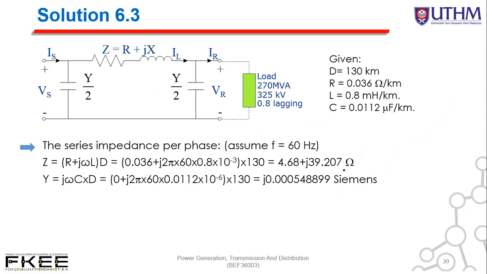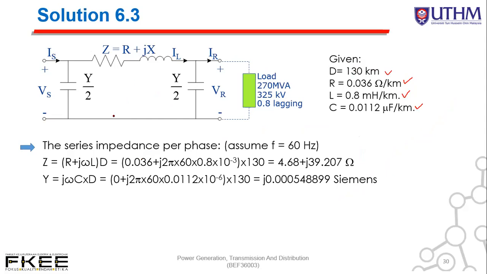So we use the equivalent circuit. Given the value at load is 270 MVA, 325 kV, 0.8 lagging, and the distance of 130 km, R is 0.036 ohm per kilometer, inductance 0.8 millihenry per kilometer, and capacitance of 0.0112 microfarad per kilometer. So we can calculate the series impedance per phase.